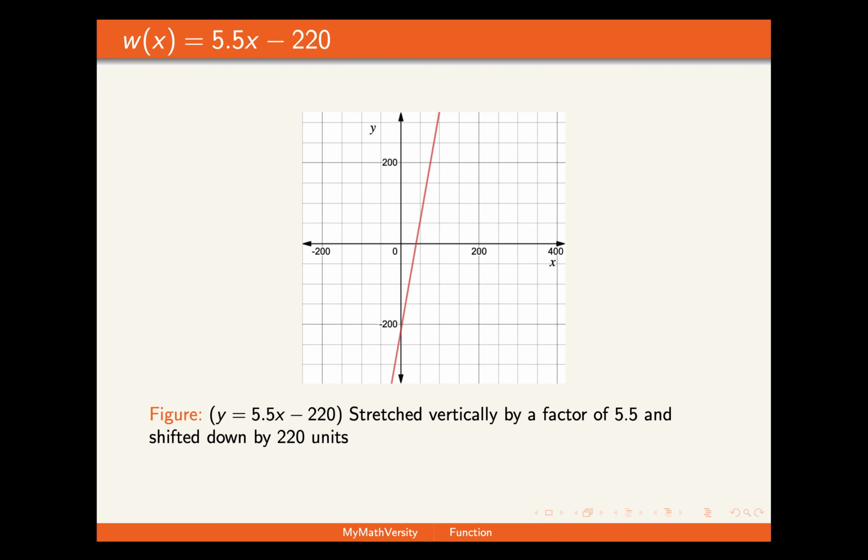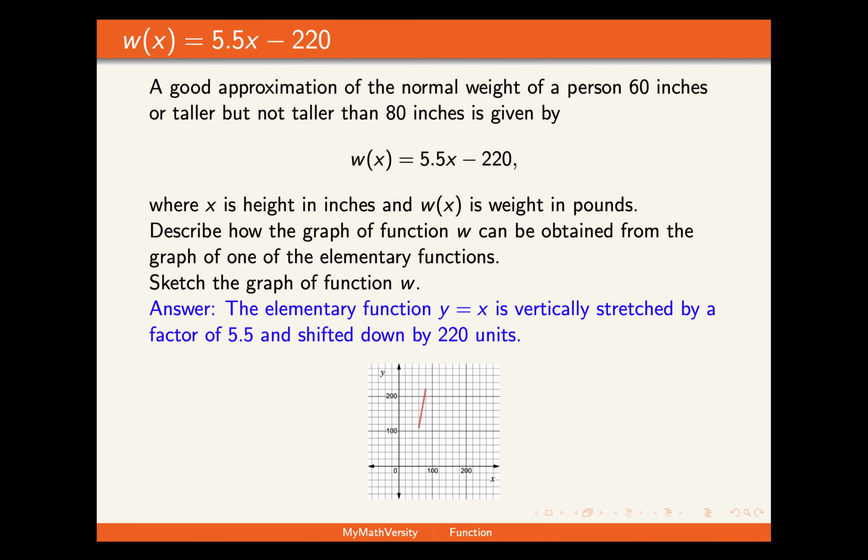I just want to revise the given question. It says that a good approximation of the normal weight of a person 60 inches or taller but not taller than 80 inches. So we have also been given an explicit domain here: the x value has to be greater than or equal to 60 and less than or equal to 80. That's why I draw the graph of the function y equal to 5.5x minus 220 only between 60 and 80, and that's the weight function's graph for the given function.